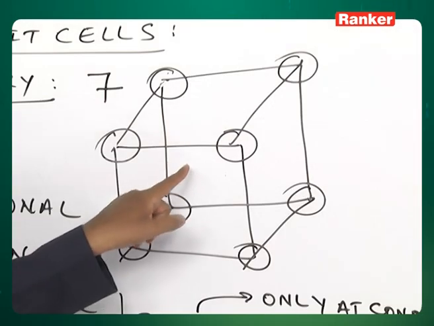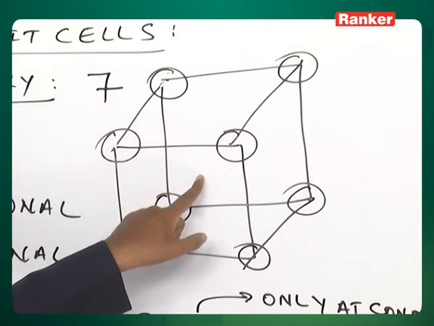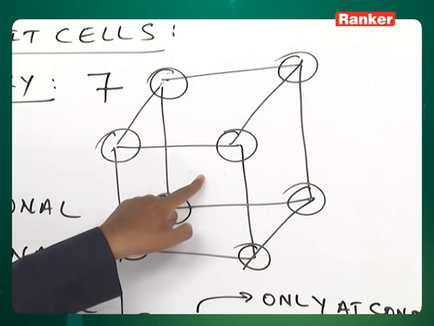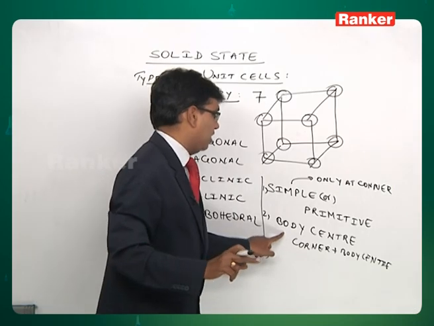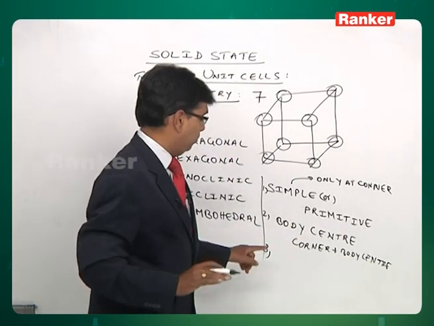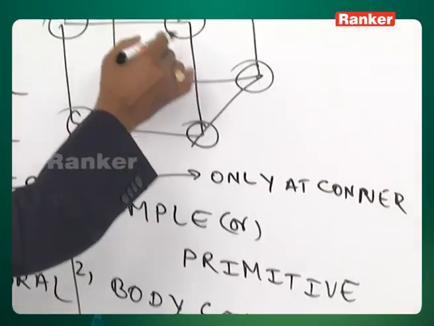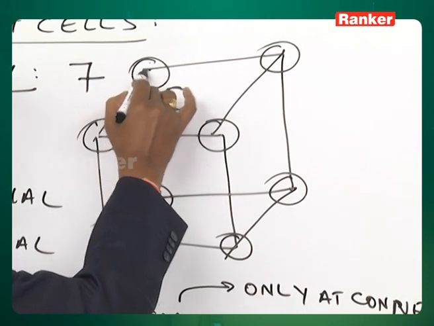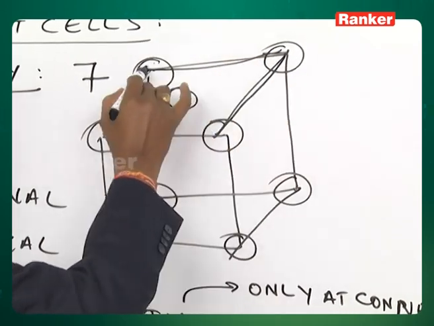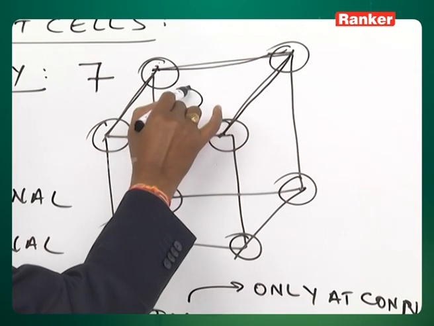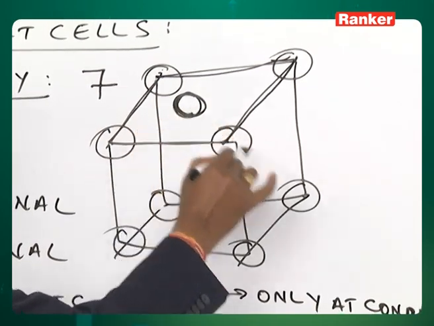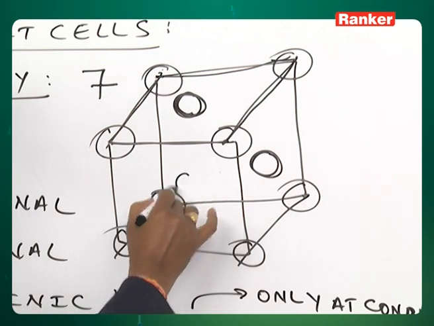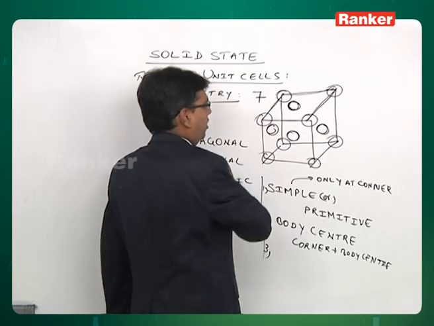Then along with the corners, the second one we have seen is a particle present at the center of the body, only at the center of the body, that is BCC or body centered. And the third one is, instead of at the body center, atoms are placed at the face. Suppose you consider this is a face of a cube, then one atom or ion is placed at the center of the face, at this center of the face.